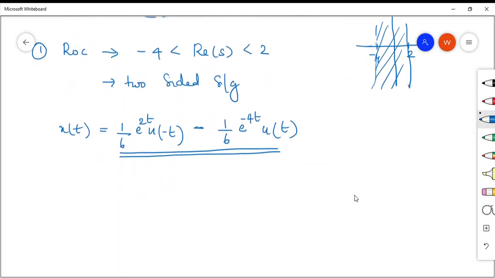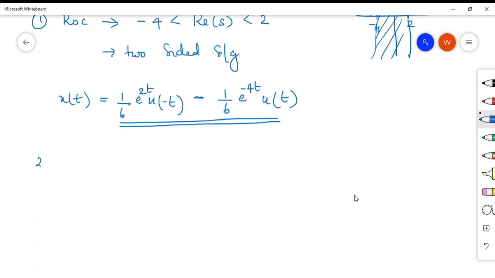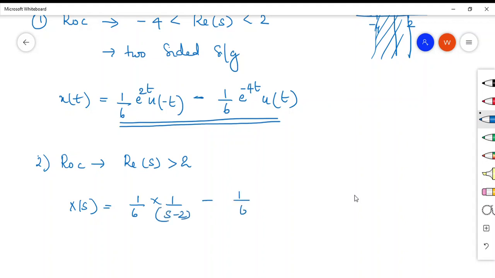Now the second one is the ROC given as real part of s greater than 2. So again you write down X of s. X of s is 1 by 6 into 1 divided by s minus 2, minus 1 by 6 into 1 divided by s plus 4. Okay. So x of t, again it is the same thing, e raised to 2t will come here, minus 1 by 6 e raised to minus 4t will come.